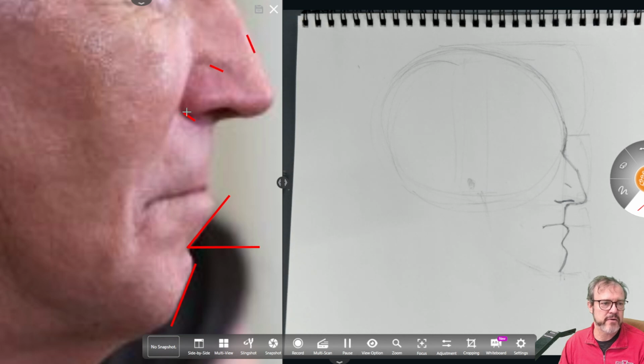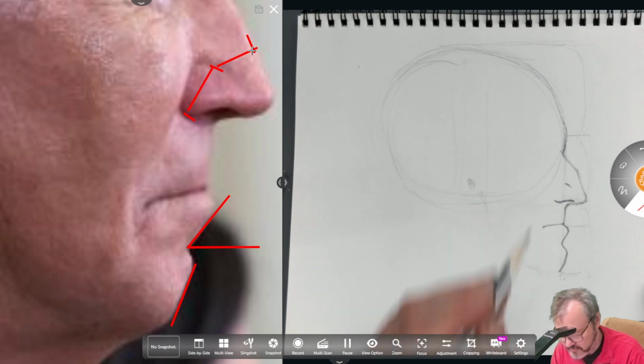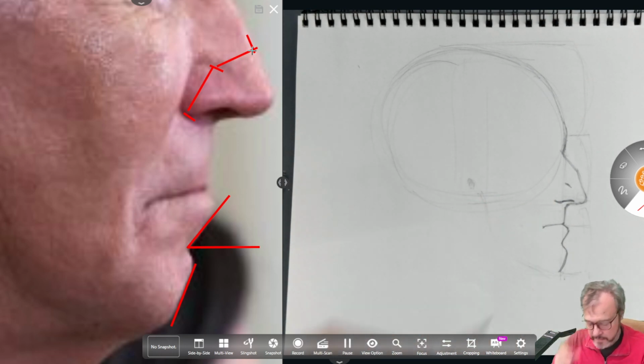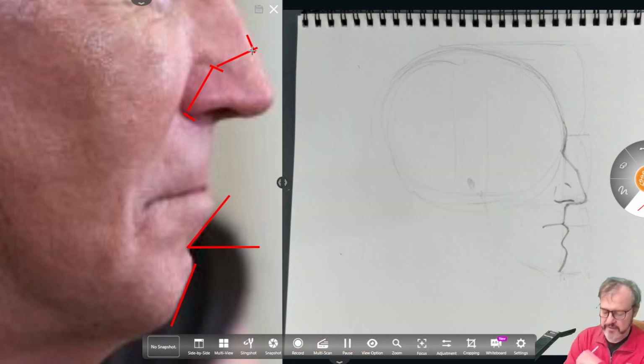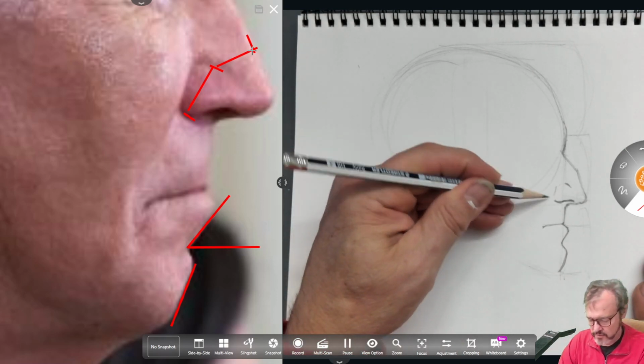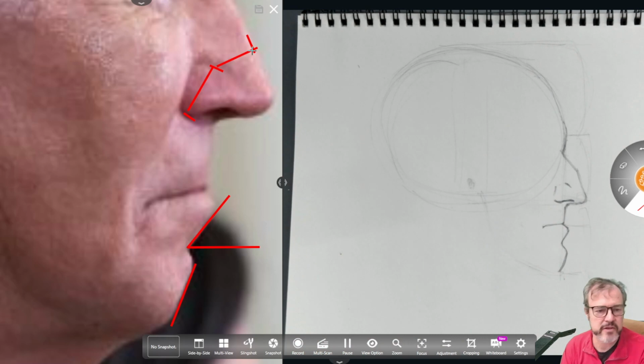You see that? Fractional thinking again. It's even a little above halfway. And the very back of the ala is overlapped by the cheek slightly. So we're going to draw a little hint of a frontal curve of the cheek.